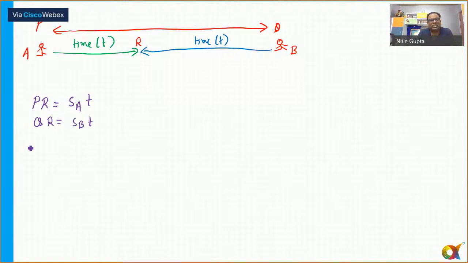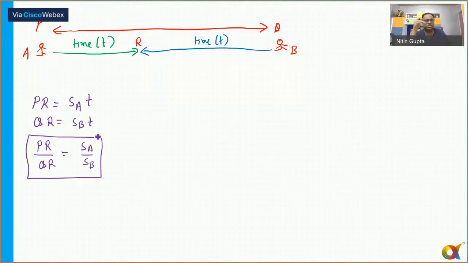So if I divide these two equations, I can say the distance PR upon QR is equal to speed of A upon speed of B. You could have also done it this way: since time is constant, the ratio of speed is equal to the ratio of distance. That's perfectly okay.